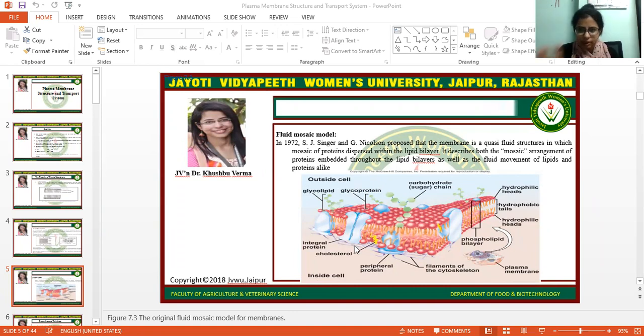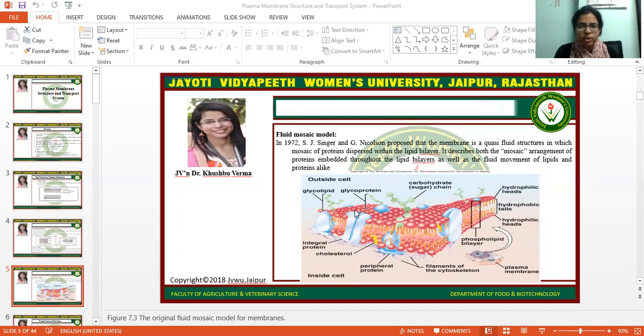So this is the quasi-fluid mosaic model. Here you can simply see that the phospholipid bilayer arrangement is present, where the hydrophilic head regions are interacting with the proteins and interacting with the other molecules along with water molecules. On the other hand, the inside region is the hydrophobic tail region. They are not capable of interacting with the water molecules, that's why they are arranged inside the lipid bilayer.